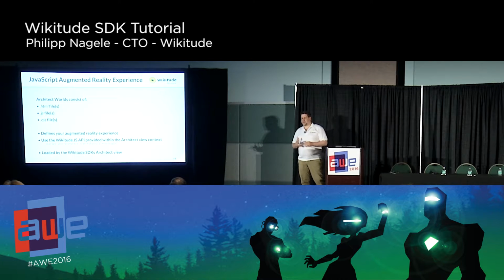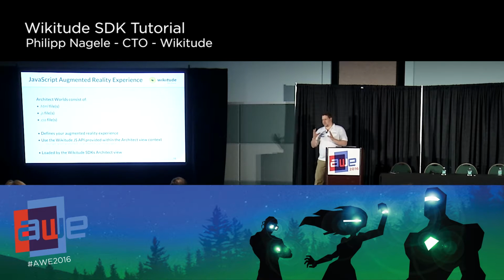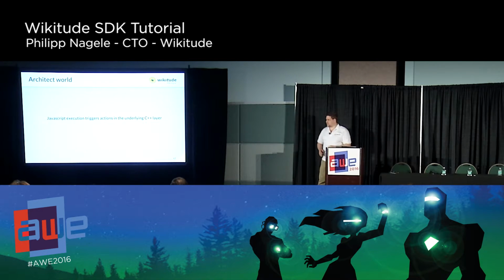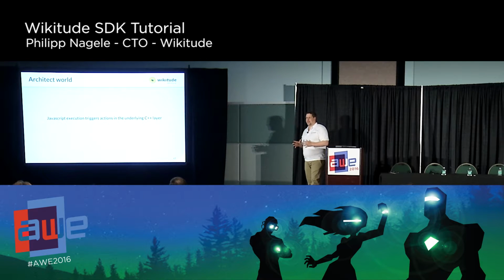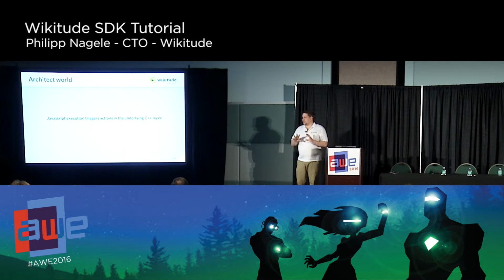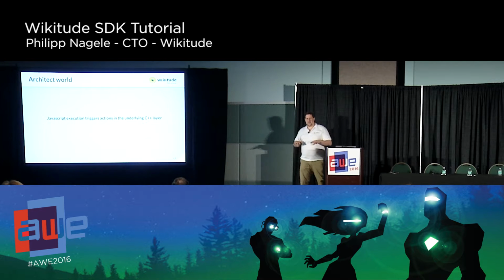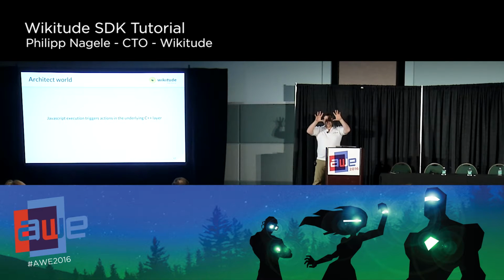You link our JavaScript library in your files, and we inject that then during runtime. So there's not an actual JavaScript library. You just define that you want to use it, and we then inject that through the SDK into your view. So what basically happens is that the JavaScript execution triggers action in the underlying C++ layer. So you're kind of mapping or bridging that from the JavaScript API to our C++ core.